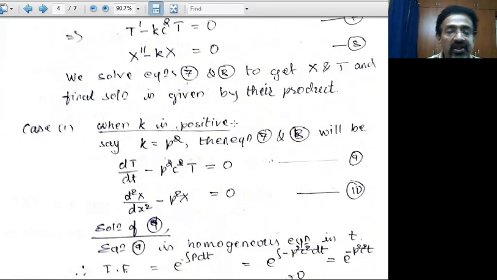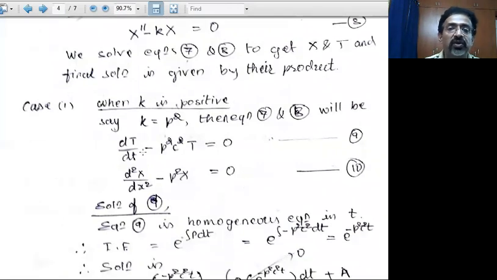Right, now I consider the case when k is positive. Since I want to make sure that k is positive, I replace it by p squared. P is a number, and we know that any number, if I square it, gives a positive number. So I make sure that whatever I have considered is positive. So I assume k to be p squared.